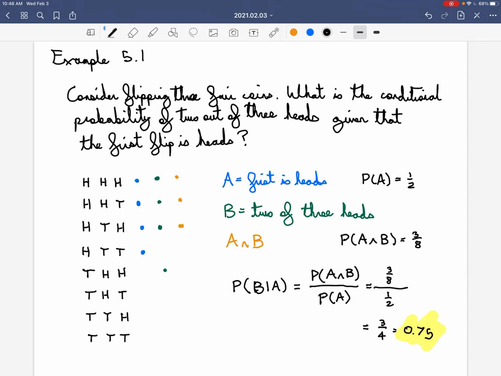So the initial thing we want to look at here is the word fair, which tells us that we're dealing with a uniform probability space. This means we're going to have 8 possible outcomes, and each of them is going to have probability 1/8.